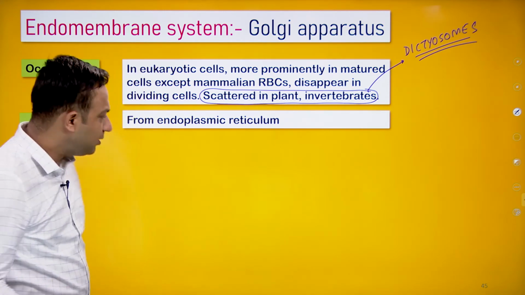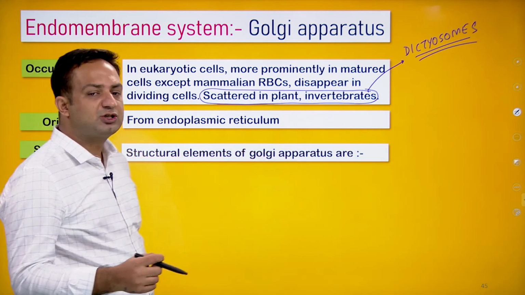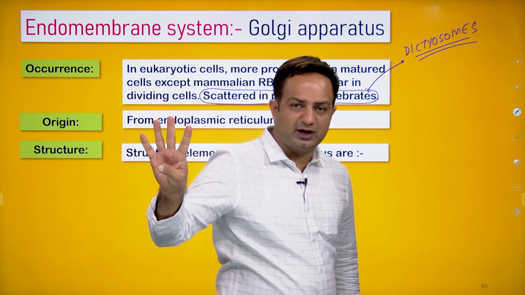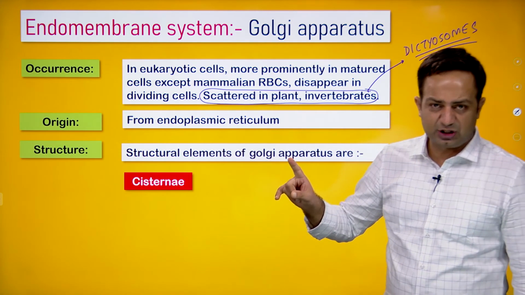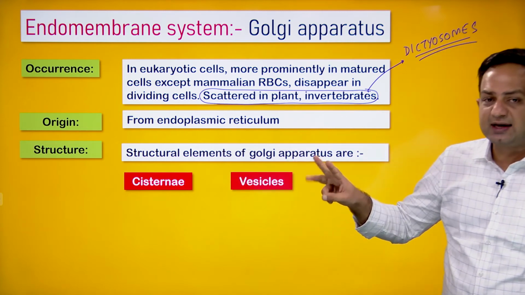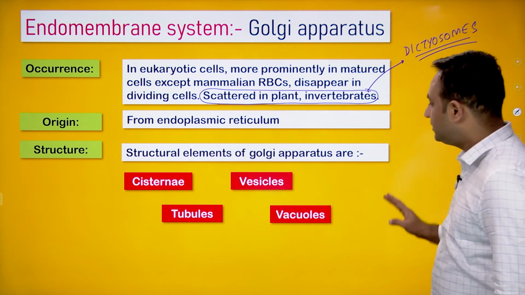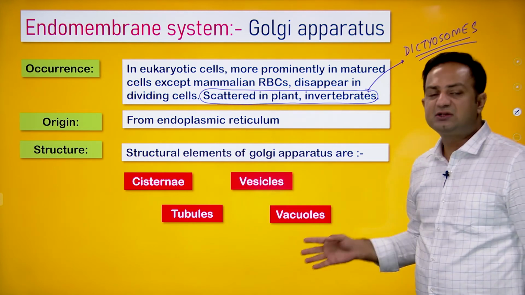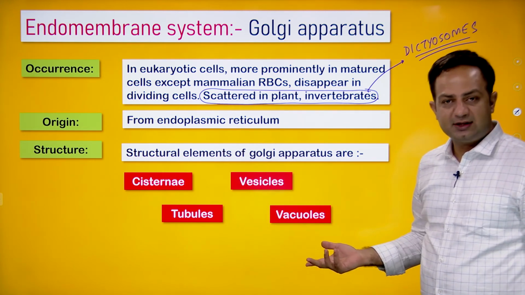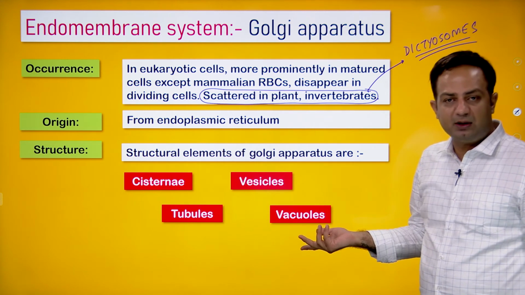Okay. Then we are saying the structure is comprising of 4 types of components here. They are namely cisterna, then second comes vesicle, third are tubules, and fourth is vacuole. Right? These are the components. Let's see in the diagram where these things are given or how these things can be labeled.